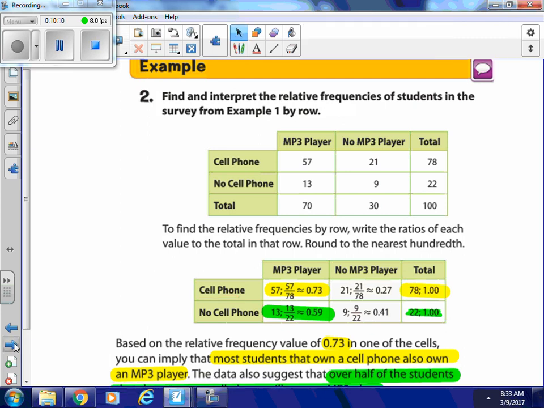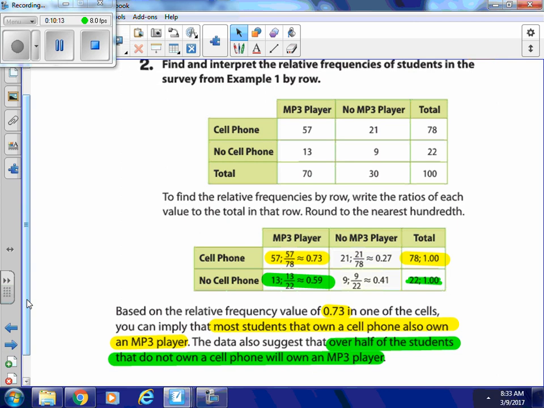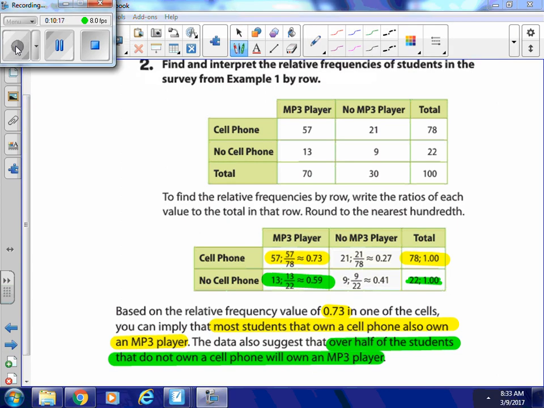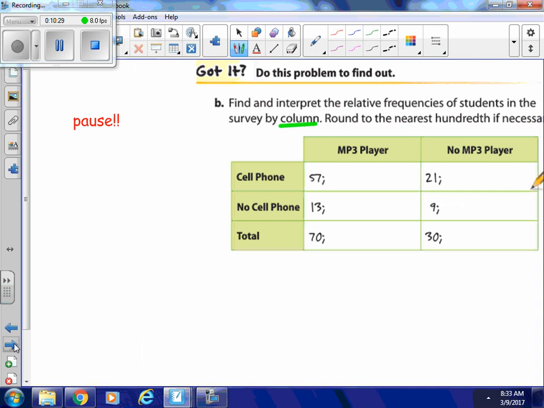Let's look at the next section. Let's look at that 0.59. What does that mean? Well, my denominator was the 22, so that means of my non-cell phone owners, over half also own an MP3 player. Let's go see if you've got it.